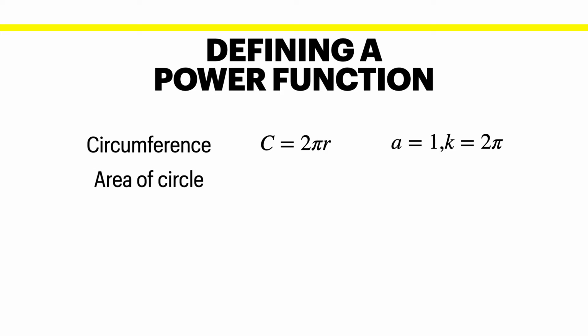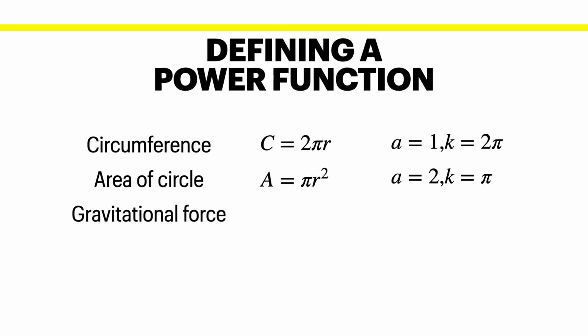Next is the area of the circle. This is something we're already familiar with. In turn, this is a quadratic function, with A as a function of r. Moving on, we have a, or the power, equal to 2, so this is the power of 2, and our constant of proportionality is pi.